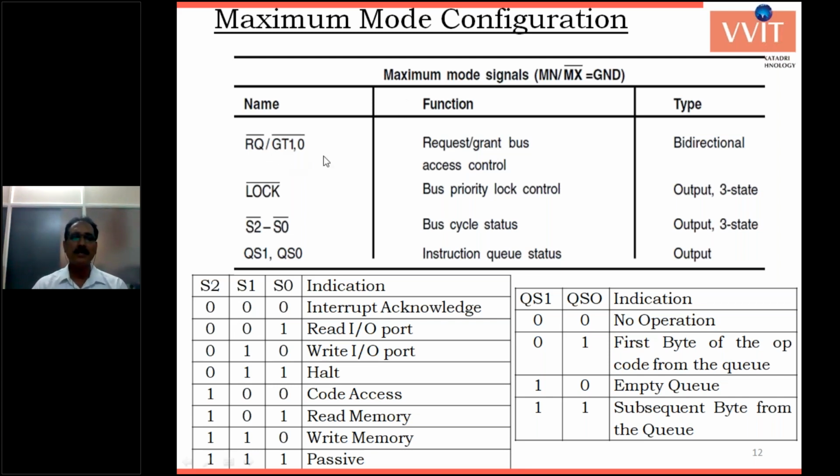The next pins, 30 and 31, are for requesting and granting. In minimum mode, pin numbers 30 and 31 carry the hold and hold acknowledge signals.